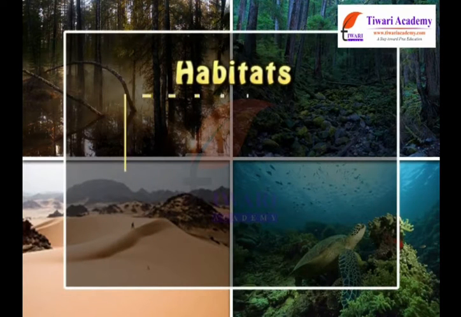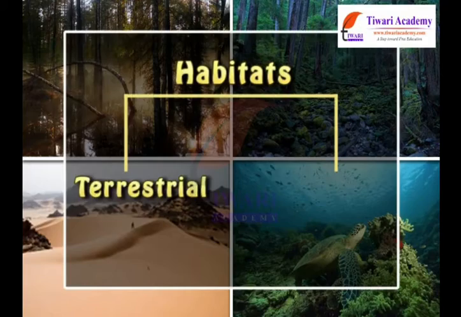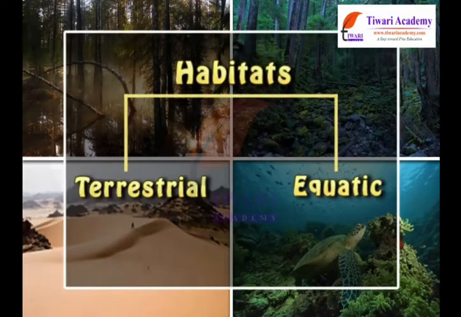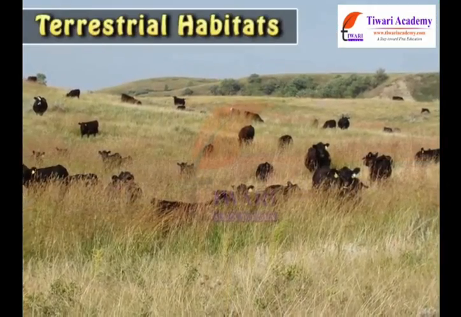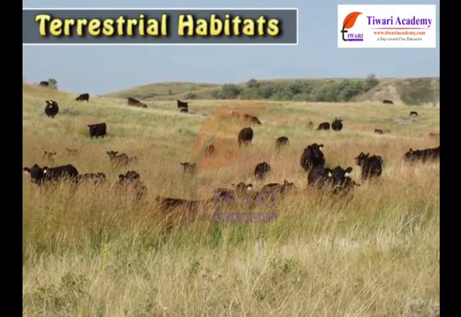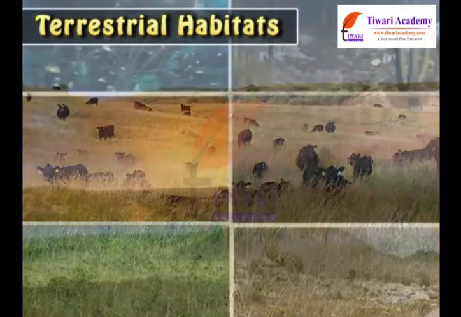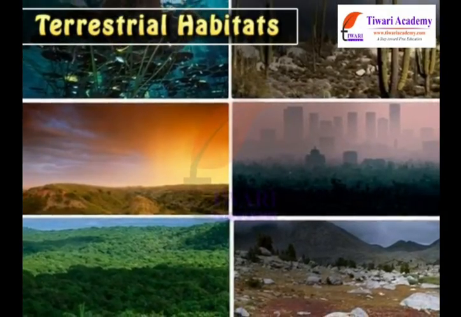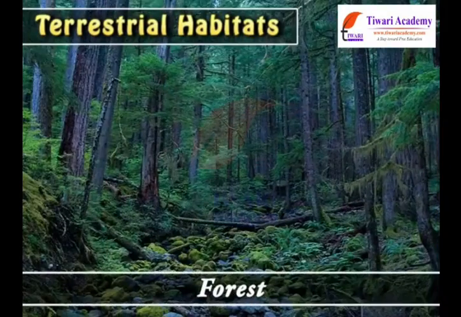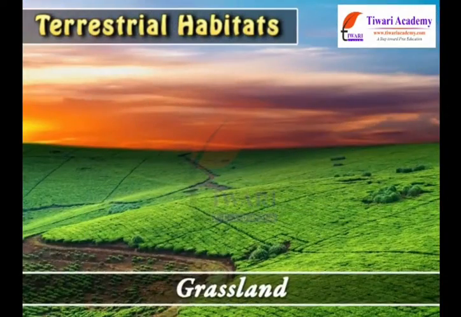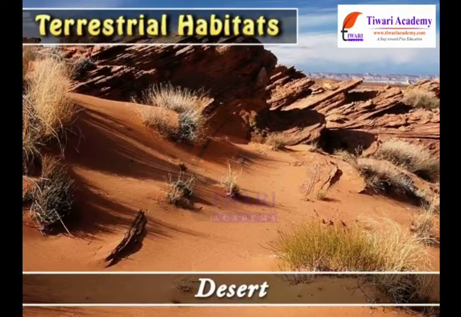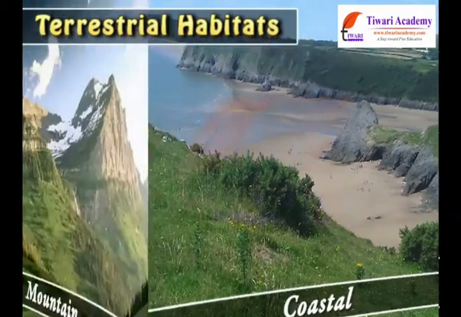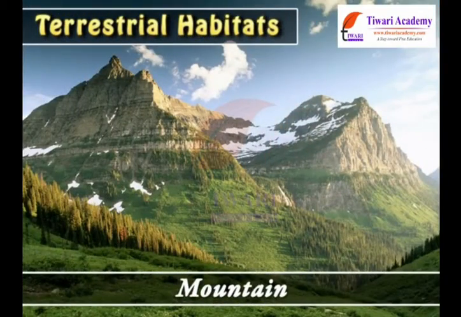Habitats are mainly of two types, terrestrial and aquatic. Terrestrial habitat is that in which living organisms live on land. It is again of 5 types depending on the region of Earth: forest, grassland, desert, coastal, and mountain habitat.